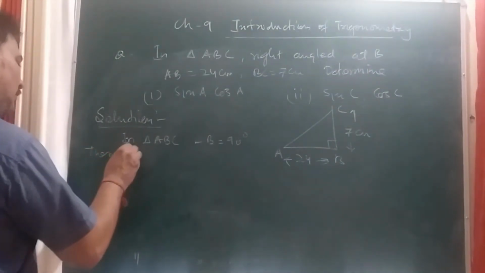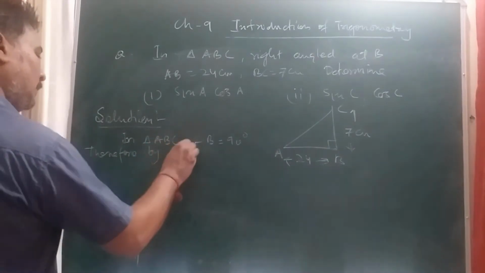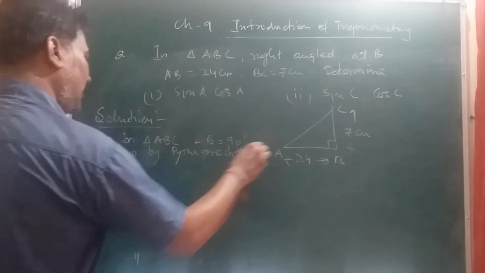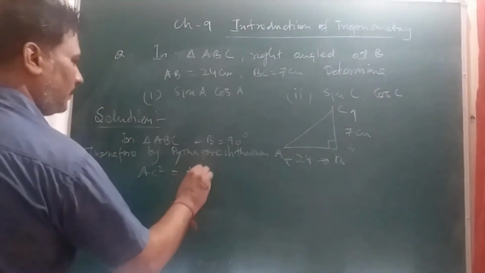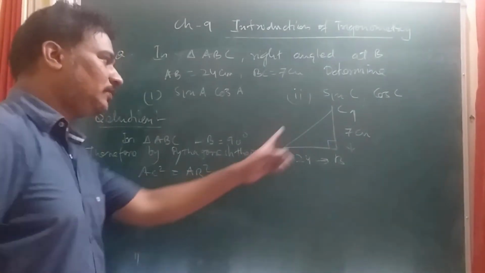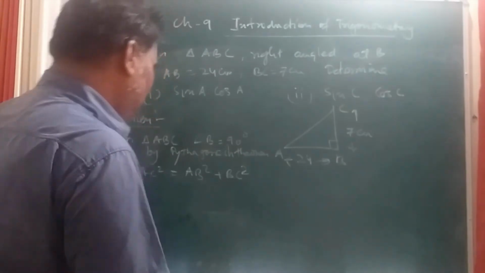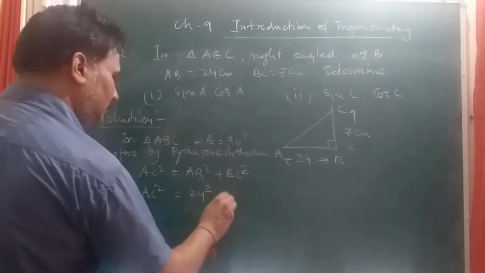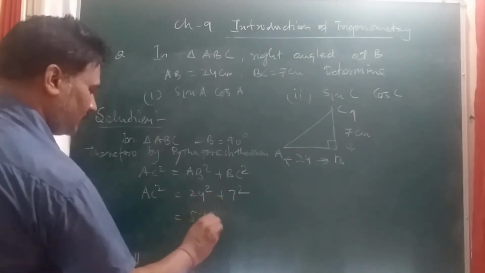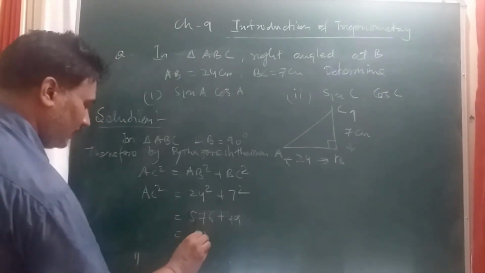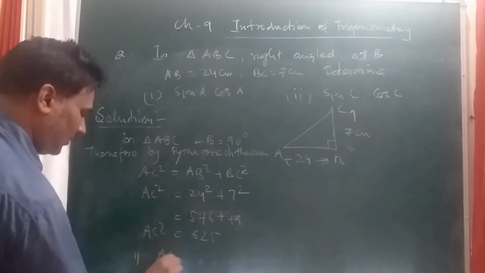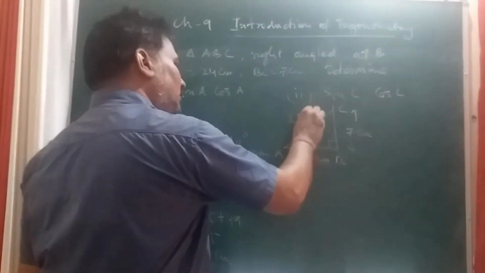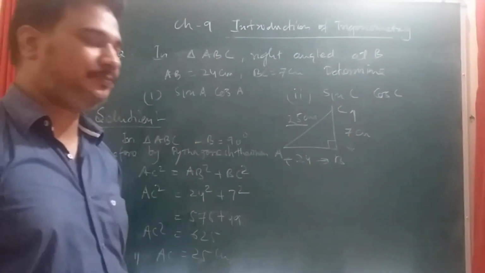Therefore, by Pythagoras theorem, you know that AC square is equal to AB square plus BC square. Hypotenuse square is equal to perpendicular square plus base square. It means AC square is equal to 24 square plus 7 square, 576 plus 49. It becomes 625. So the value of AC is 25 centimeter.